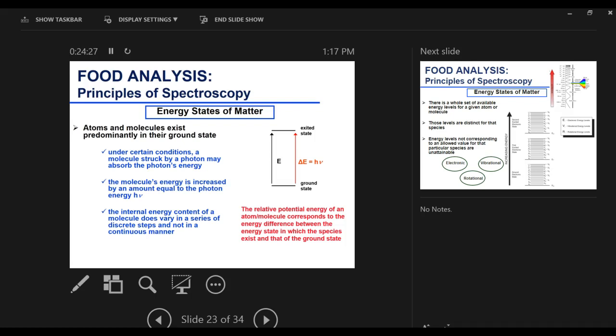But let's say the photon carries the energy that's allowable and it got absorbed, then you get this difference in energy from ground state to excited state. And the difference in energy, again, is equivalent to the frequency of that photon, that light that was absorbed.